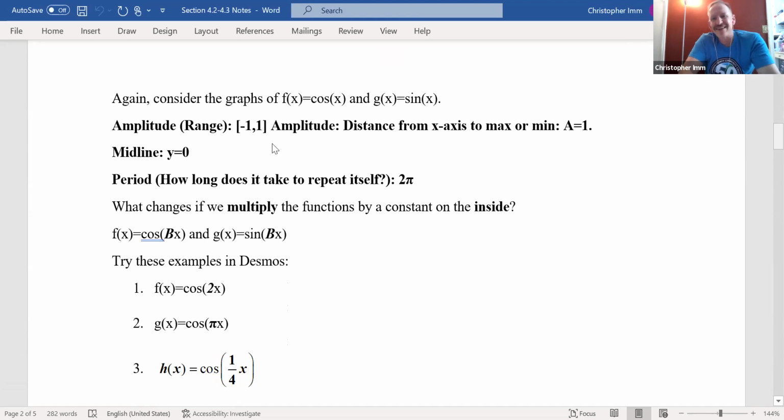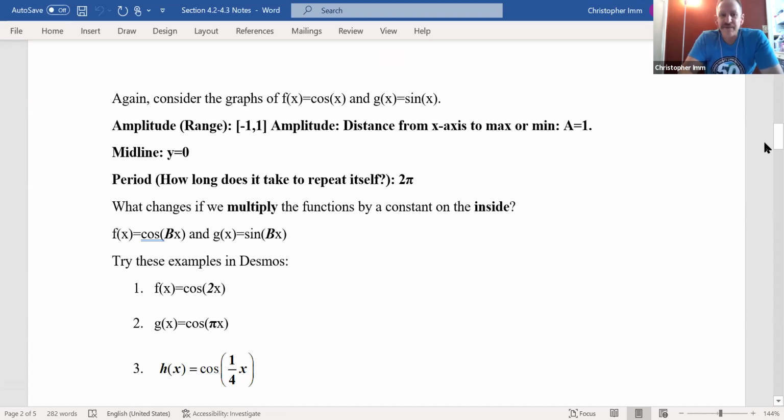So recapping amplitude, -1 to 1, we saw that an outside multiplicative change changes that amplitude. It changes the height of the graph. The midline, all those midlines were still at 0, right? y is equal to 0. It didn't move the graph anywhere away from that. And the periods, I don't think it affected the period at all as well. So they were still 2 pi.